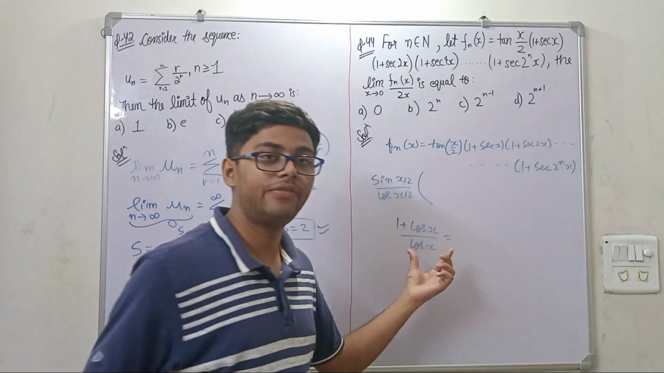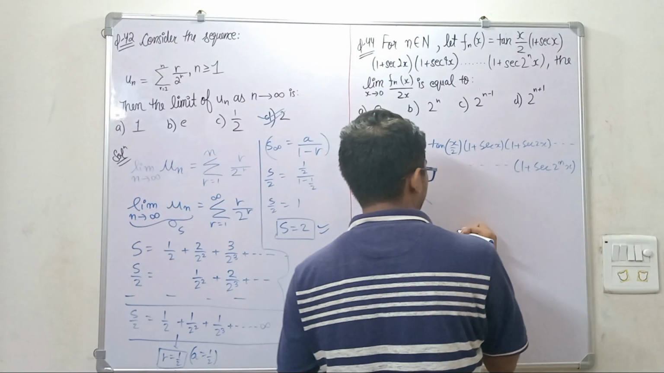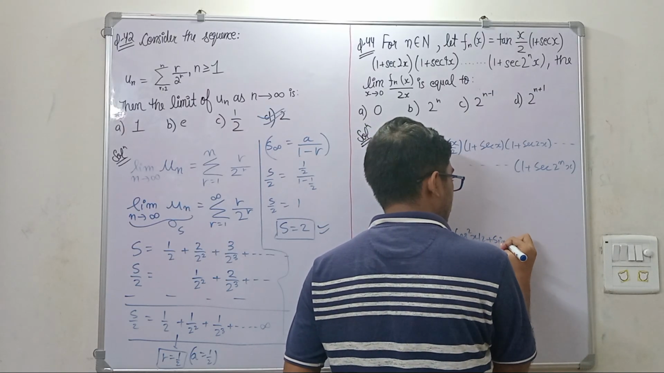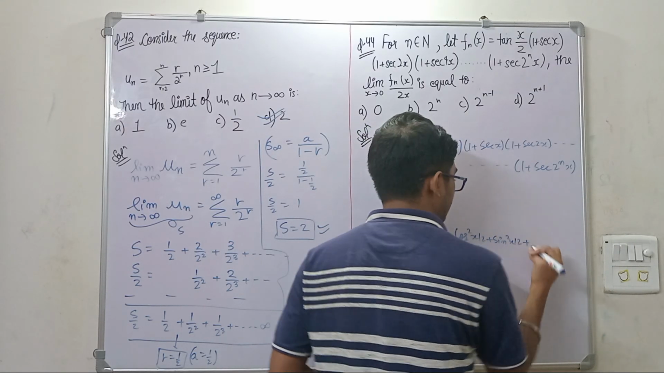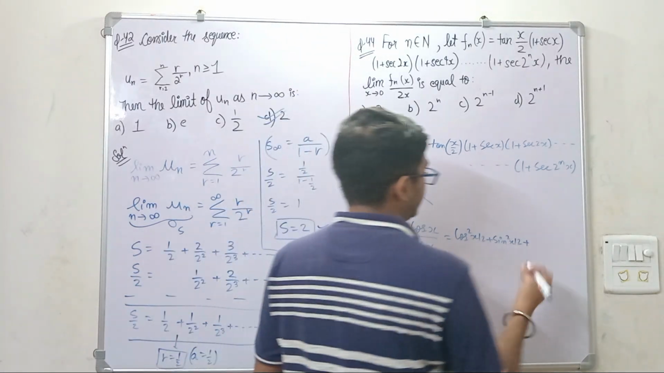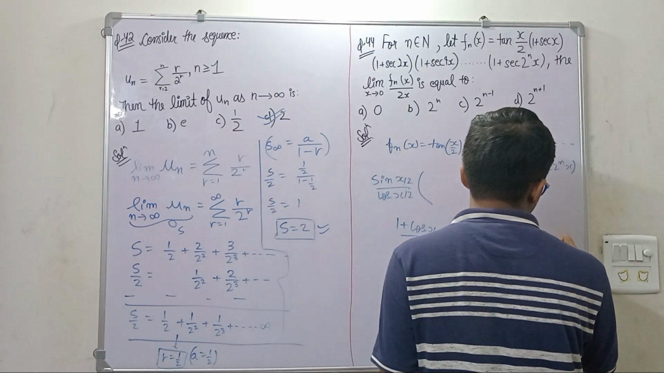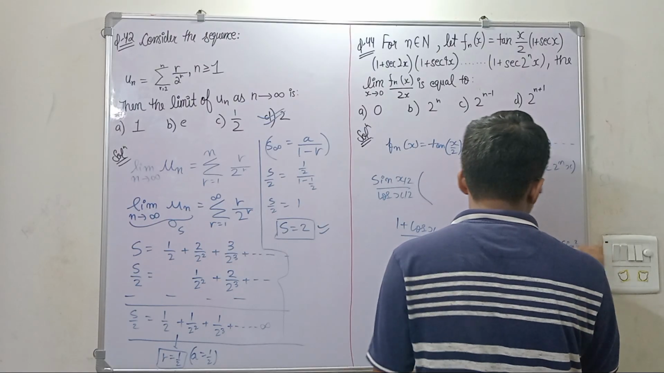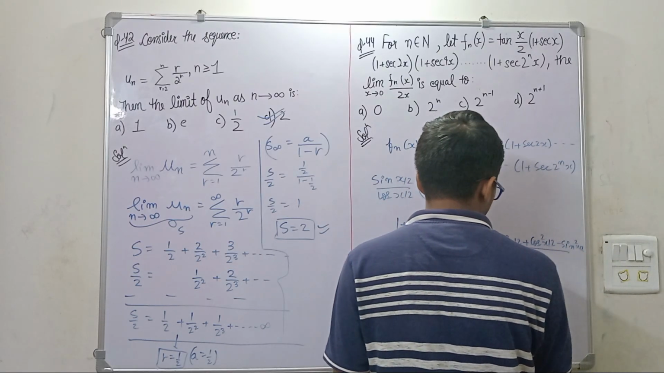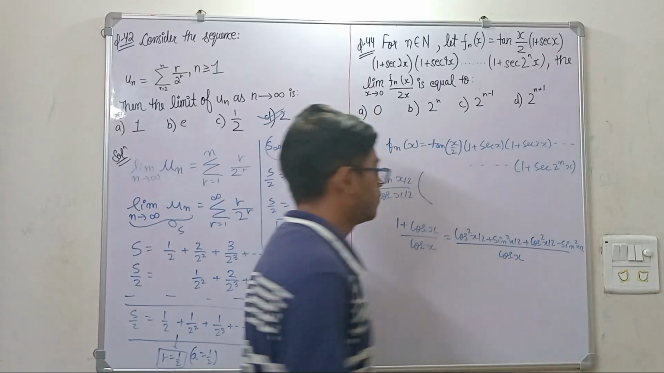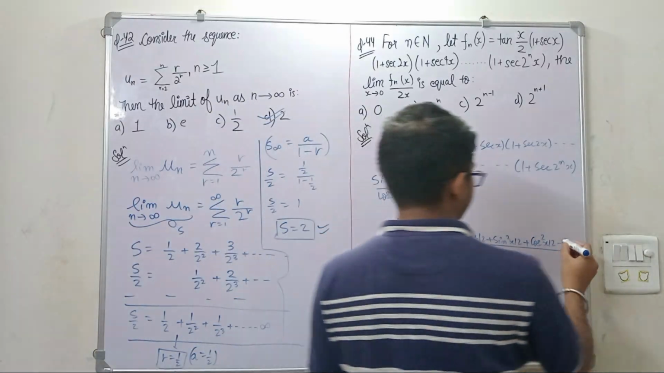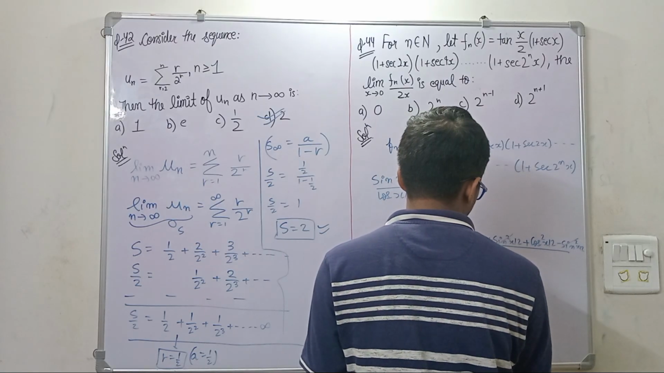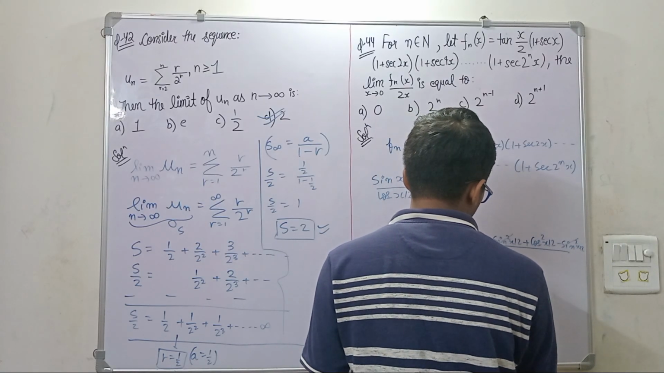Now you can apply the half angle formula. What is the half angle formula of 1? It is cos square x by 2 plus sin square x by 2. And what is the half angle formula for cos x? It is cos square x by 2 minus sin square x by 2, upon cos x. Clear? Now you can see the 1 is getting cancelled, and this is coming out to be 2 cos square x by 2 upon cos x.